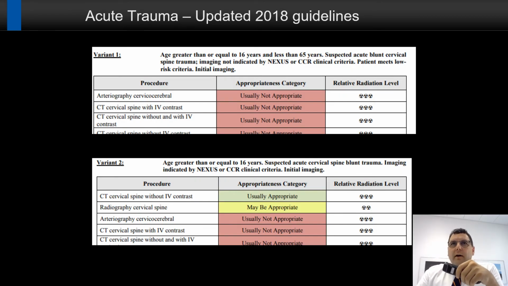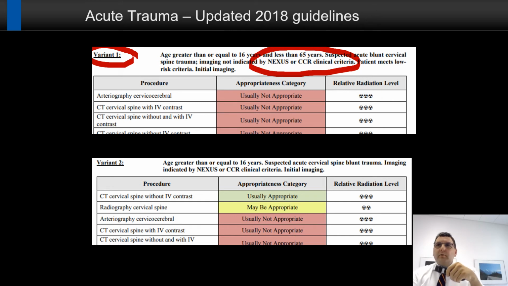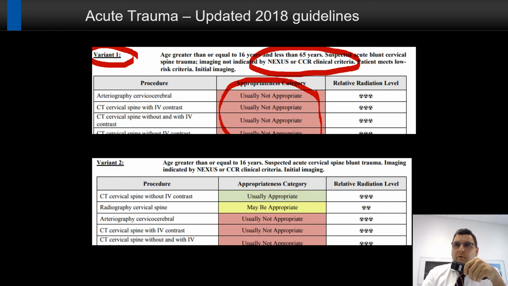For the spine, there are new guidelines out there. They were updated in 2018. And those guidelines, they put a lot of pressure on the clinicians. For example, in variant 1, if the age is greater than or equal to 16 years and less than 65 years, if you have suspected acute blunt cervical spine trauma, imaging is not indicated if NEXUS and CCR criteria are negative. This means that the clinicians really need to be familiar with these criteria, and they need to really do a very good clinical exam, because if they are negative, no imaging is performed usually.